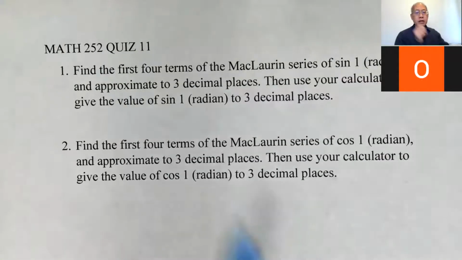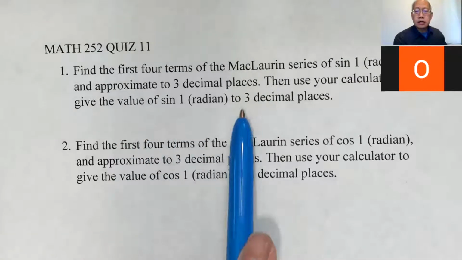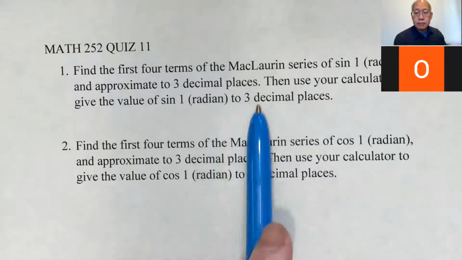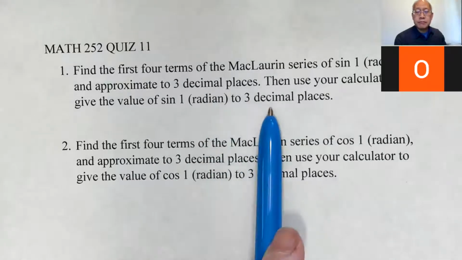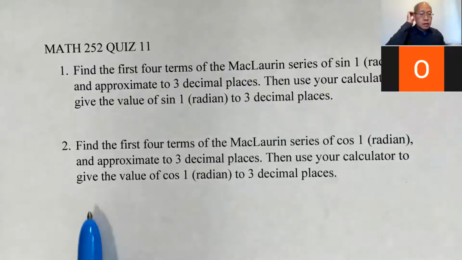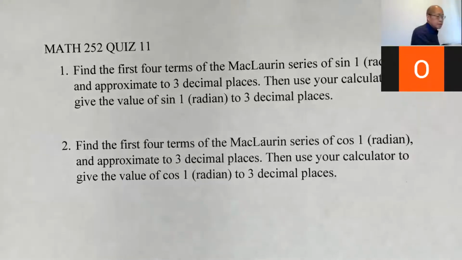Then separately, punch out sine of 1 radian to 3 decimal places. If you did it the right way, these two should be the same to 3 decimal places. Then same thing with cosine. So use the formula for cosine.